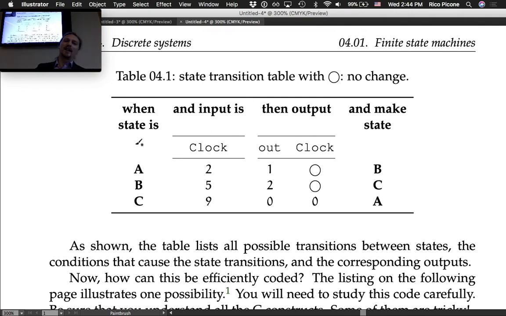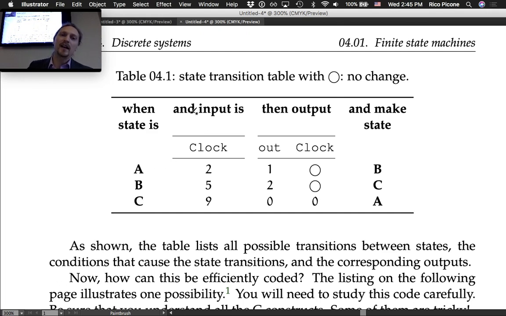So let's look at Table 4.1. We can represent this in a table form. I like this way of putting the table, although this is often labeled current state, input, output, and then next state. That's the typical way of labeling these. I kind of like being a little bit more descriptive in the labels. So when the state is A, B, C, and the input is clock is 2, clock is 5, clock is 9, then output these things and make the state one of these things. So that's how we'll also build a table for the lab as well.